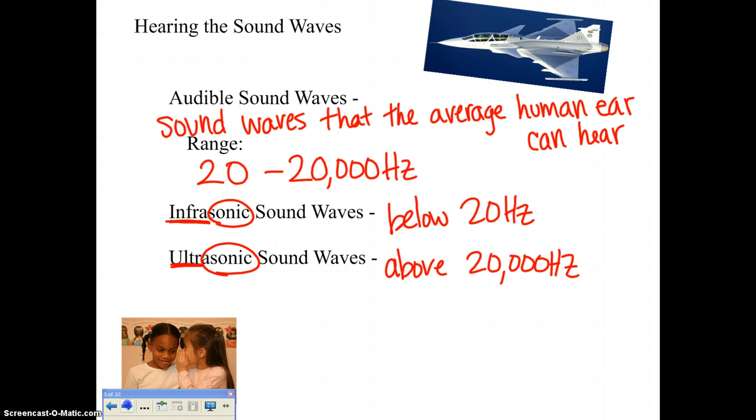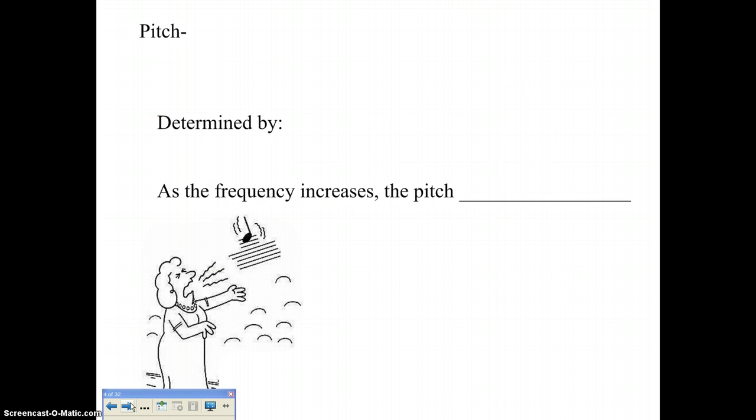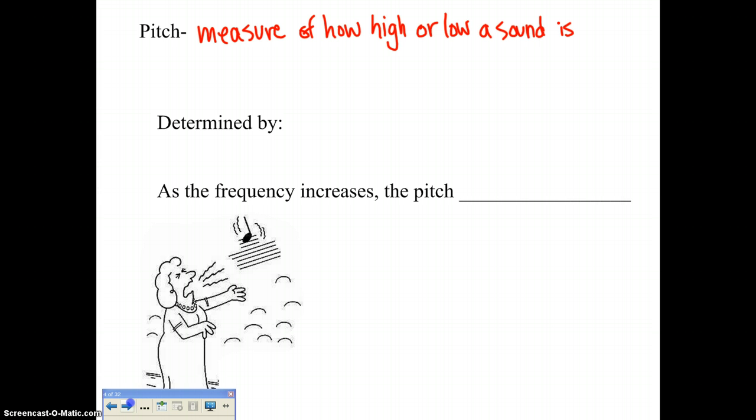All right, next thing that we have then is pitch. Pitch is defined as a measure of how high or low a sound is perceived to be. It is determined by frequency.